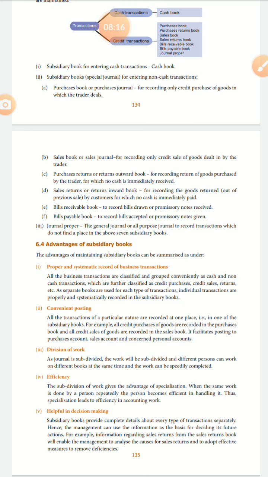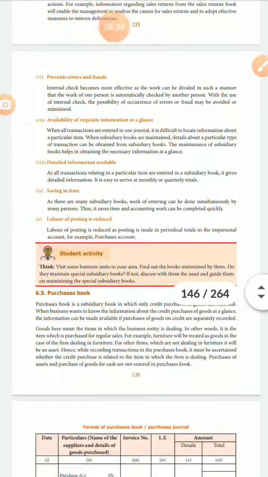First I explained 4 types of journal: purchase book, sales book, purchase return, sales return. Listen, students, these sums you write on a single page only. You write single page only.